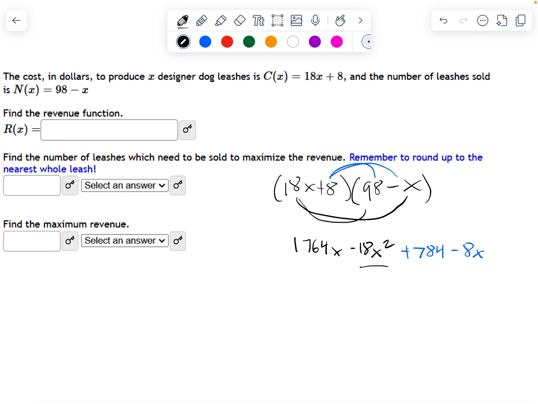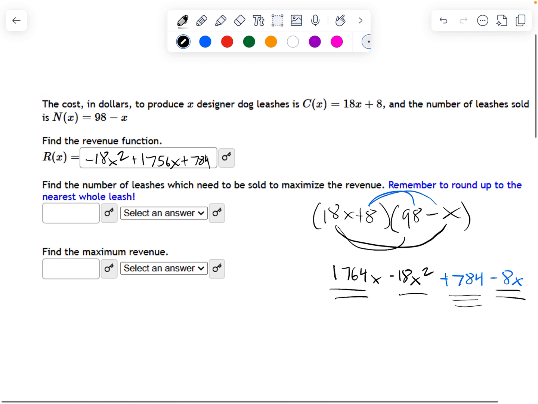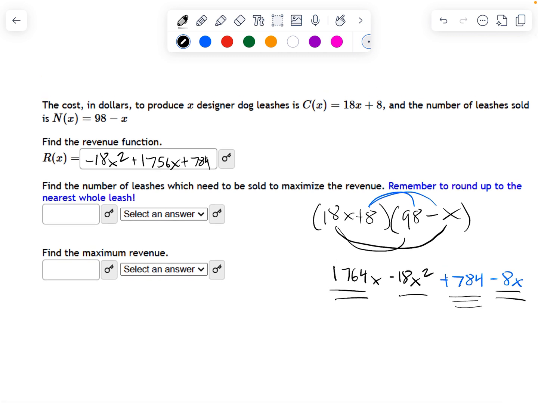So you only have one x squared term, negative 18x squared. That will go first. Combine your x terms together. So we have 1764 minus 8, which is just going to give us plus 1,756x. Right? And then the last but not least, we have our just constant, right? And there's nothing that's going to combine with that, so we would just add that there at the end, 784, right? Now, the next question is going to ask us to find the number of leashes which need to be sold to maximize our revenue.